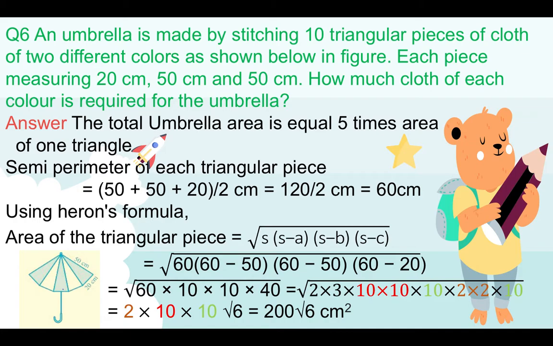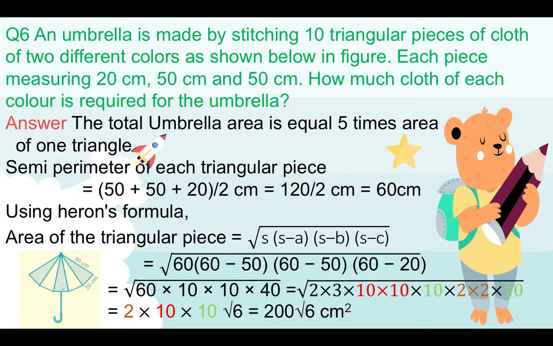The total umbrella area is equal to 5 times the area of one triangle. Okay, what is the area of the umbrella equal to? 5 times the area of one triangle. That will give me the answer for one colored cloth. And for the other color cloth it will be again 5 times the area of the triangle. That means a total of 10 times the area is the area of the umbrella. But in this question I am asked separately how much cloth is required for both the colors. So I will calculate how many triangles of each color I have. 5 triangles. I will calculate the area for 5 triangles only.